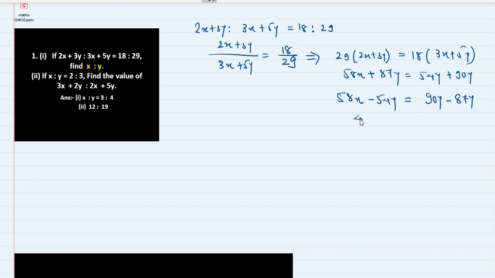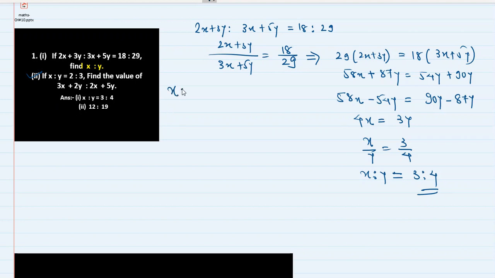Okay, so this will be 4x is equal to 3y. So x upon y is equal to 3 upon 4, or x is to y is equal to 3 is to 4. This is how you find x is to y. Pretty simple, right? Okay. Now the next question, see, it is a little different.